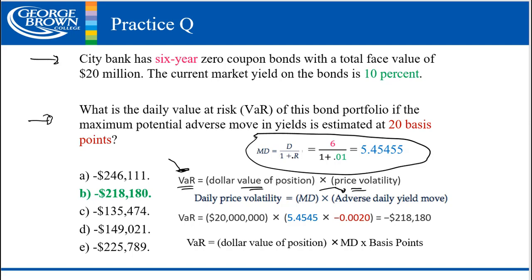And I did some color coding here just to help our understanding. Modified duration is the duration divided by 1 plus R. And with a zero coupon bond, the duration is just equal to the term. So I put that here in pink. It's a 6-year zero coupon bond. So modified duration, D over 1 plus R. The numerator is 6. That's the D. And for the denominator, 1 plus R, that's the yield. The yield is 10%. I put that in green. So again, quick little review. Modified duration on this zero coupon bond equals 5.45455.